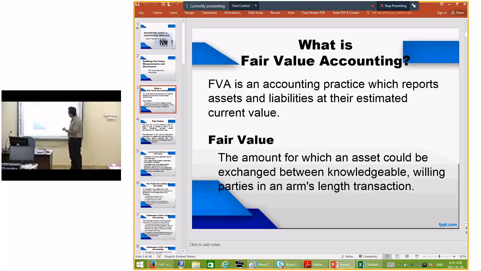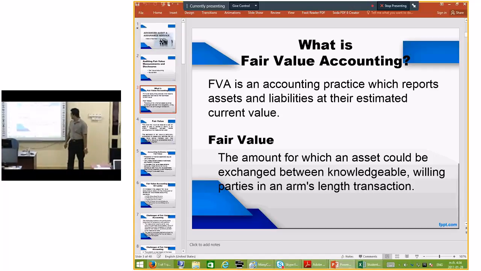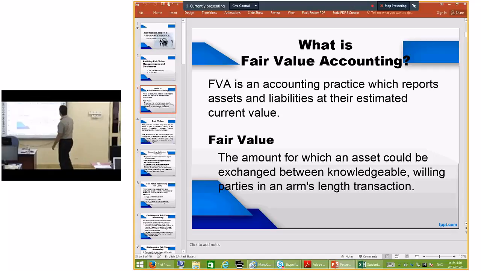Right. So what is fair value? This is the older definition as per the auditing standard as well. The amount for which an asset could be exchanged between knowledgeable willing parties in an arm's length transaction. We'll take both definitions of fair value. So what's the idea here? The amount for which an asset could be exchanged between knowledgeable willing parties in an arm's length transaction.